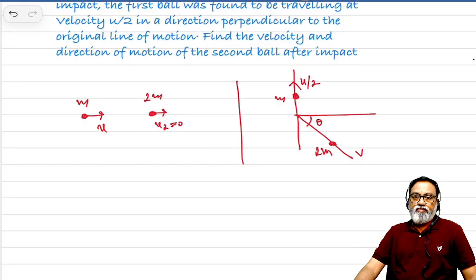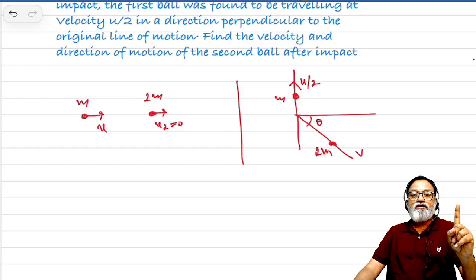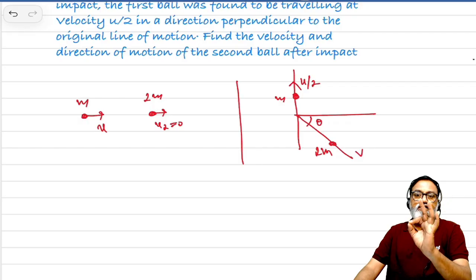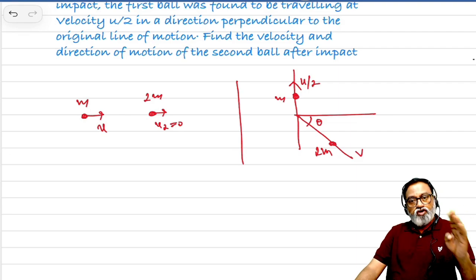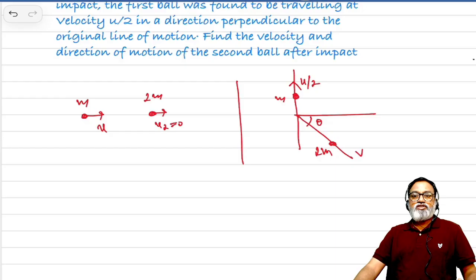For this type of problem, we have to apply three things. First, we apply momentum along the x direction: initial momentum along x direction is equal to final momentum along x direction. If you get the answer, stop there. If you are not getting the answer, go for the second step: apply the law of conservation of momentum along the y direction. If you get the answer, stop there. Otherwise, third, if it is elastic collision, we can apply the law of conservation of kinetic energy.